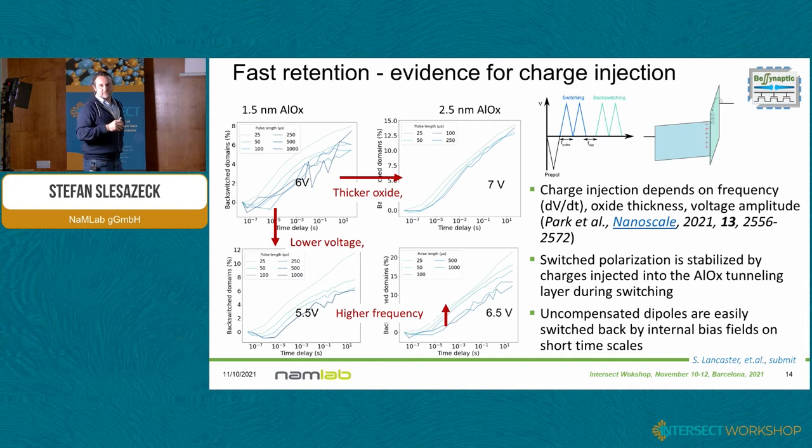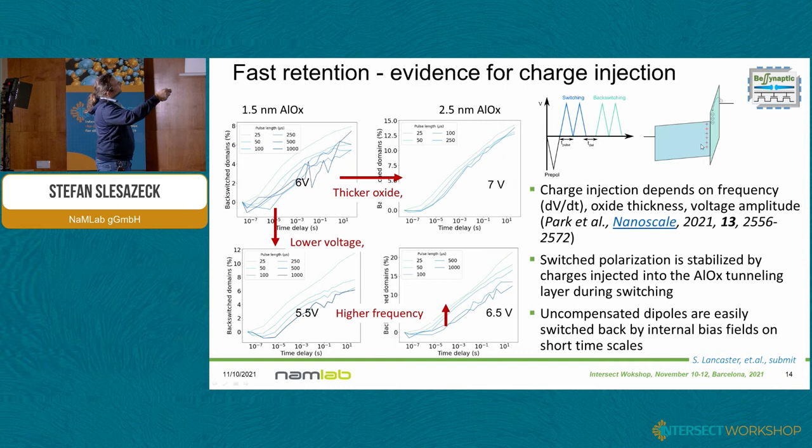And there was a quite nice paper recently by Park et al., and there is the investigation of charge injection, which depends also on the device frequency or the operation frequency. And so when looking into this, it figures out that this switched polarization in this device really has to be stabilized by charges which are injected into the aluminum oxide or in the interface between the HZO and the aluminum oxide, which then stabilize the polarization, thus somehow reducing the internal depolarization fields. And also if we look on the band diagram up here again, we also see there might be two cases.